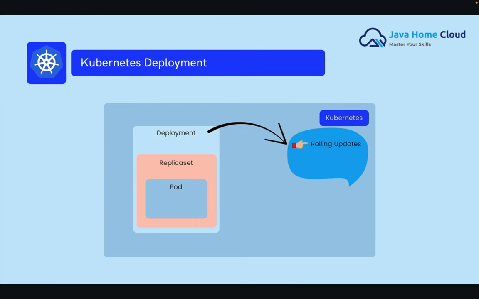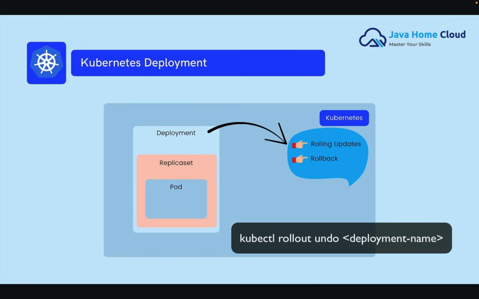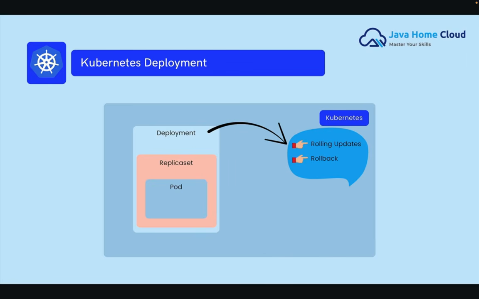That feature is part of the deployment object. And also easy rollback. If something goes wrong in the deployment, with a simple command, kubectl rollout undo, we can easily roll back to its previous stable version. And as usual, we know the replica set is there to maintain the desired number of replicas, and the pod runs containers inside it. Let's go ahead and see deployment in action.